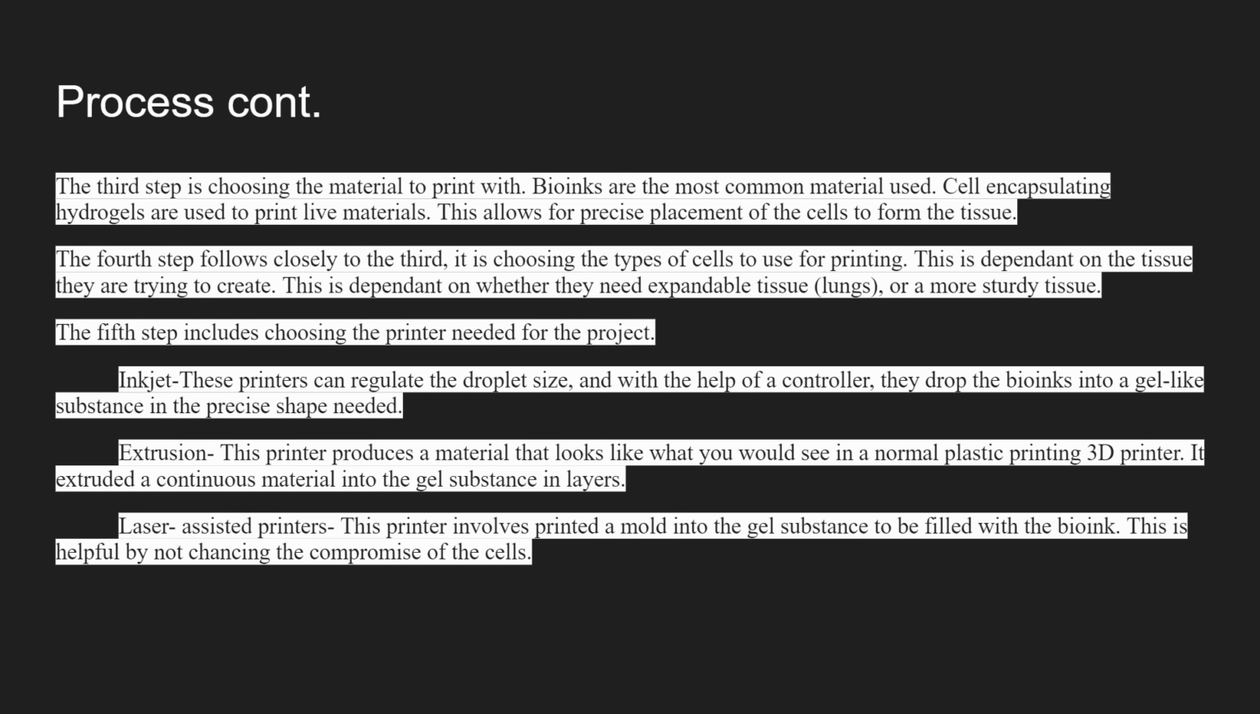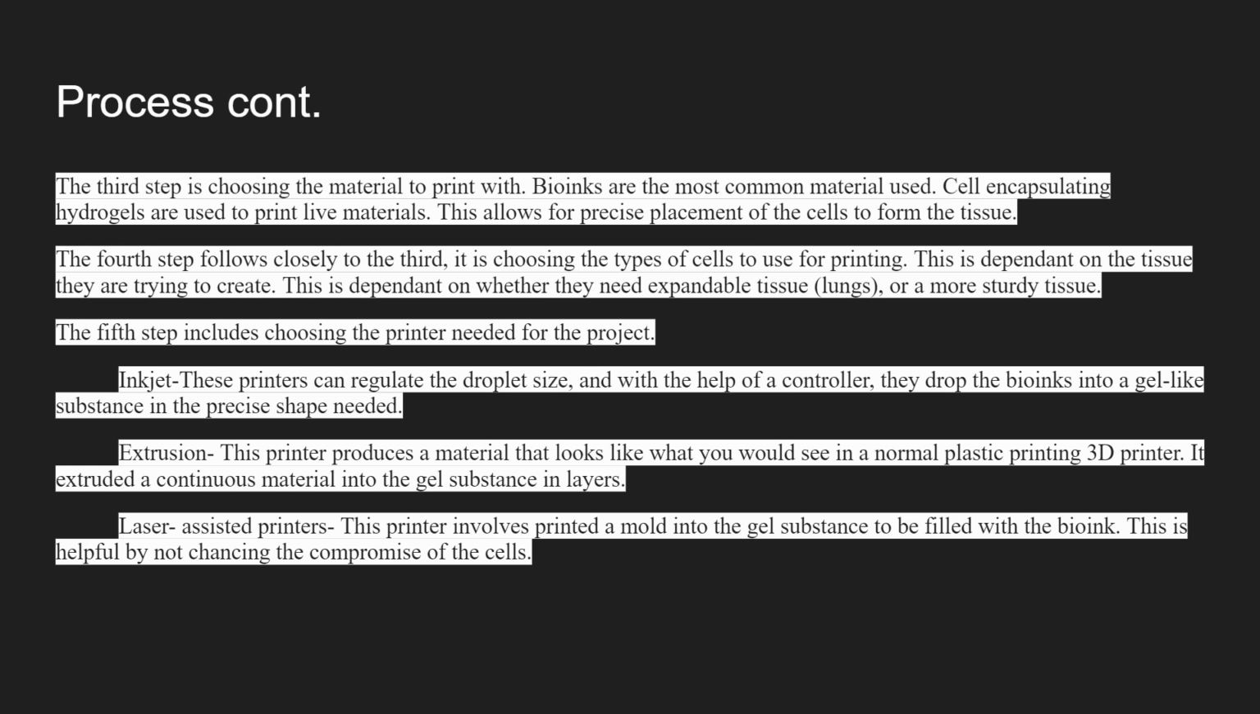Process continued. The third step is choosing the material to print with. Bioinks are the most common material used. Cell encapsulating hydrogels are used to print live materials. This allows for precise placement of the cells to form the tissue. The fourth step follows closely to the third. It is choosing the types of cells used for printing. This is dependent on the tissue they are trying to create. This is dependent on whether they need to be expandable tissue, lungs, or more sturdy tissue.